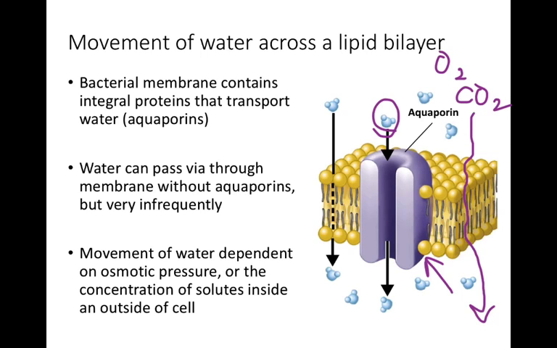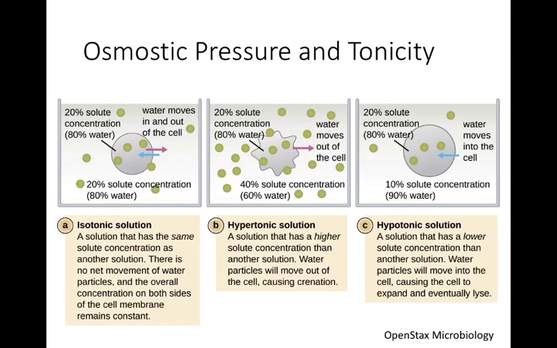Now, the movement of water through these aquaporins, or these protein channels, is going to be dependent on osmotic pressure, and we'll talk about that in the next slide. Water moves through aquaporins from areas of low solute concentration to high solute concentration. And the movement of water across the plasma membrane is trying to reach equilibrium so that the concentration of the solute is the same on both sides of that plasma membrane.